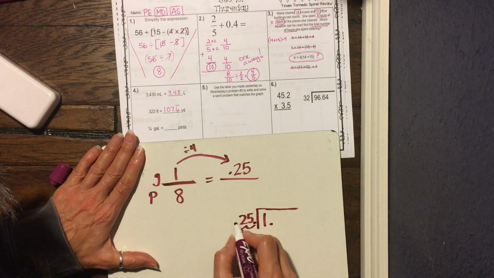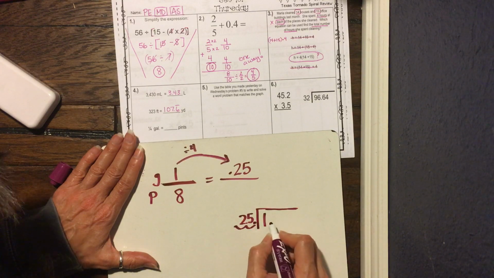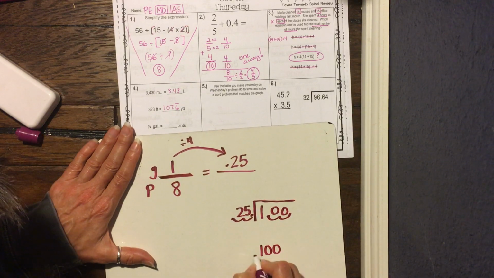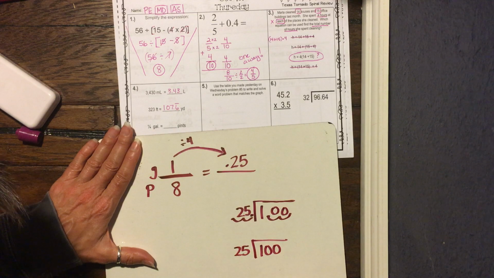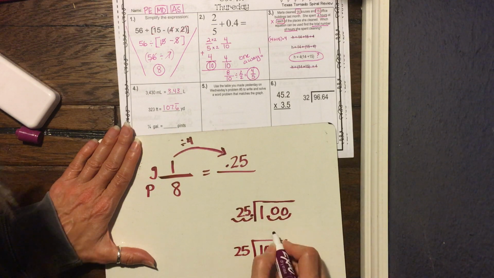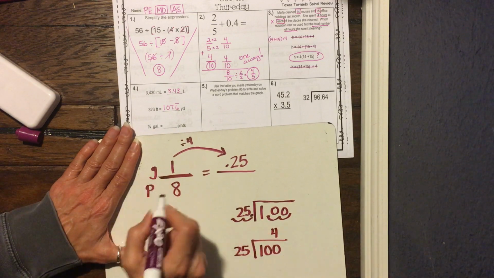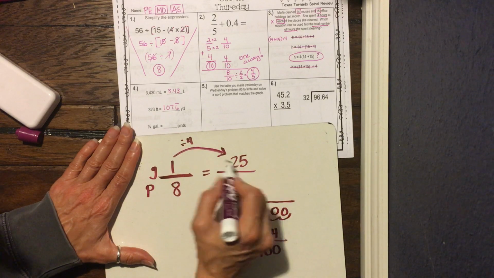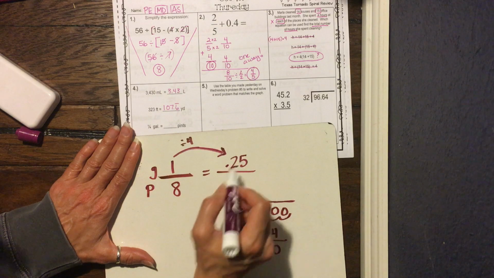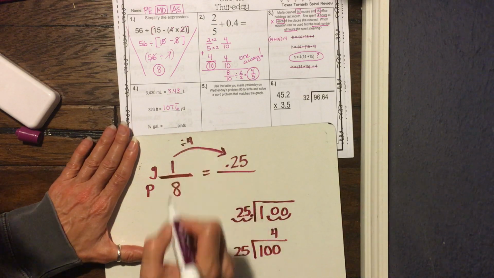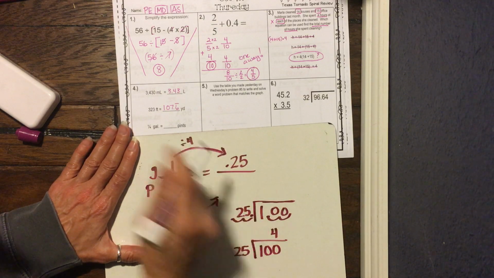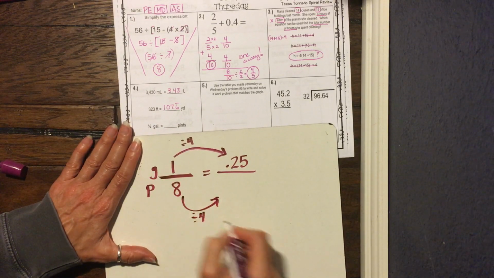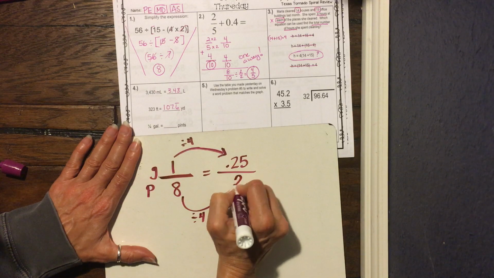Well, if I take the decimal twice over in my divisor, I've got to take it twice over in my dividend. So I'm ending up with 100 divided by 25. Well, we already know 25 goes into 100 4 times. So 1 divided by 0.25 gave us 4. So we divided by 4 to get from 1 to 0.25. We divided by 4. Well, whatever we do on the top, we got to do on the bottom. And what is 8 divided by 4? Well, that gives us 2.